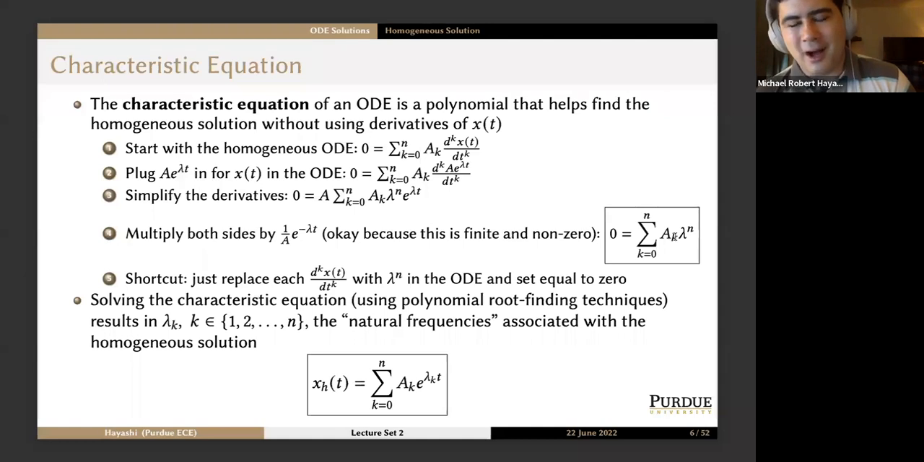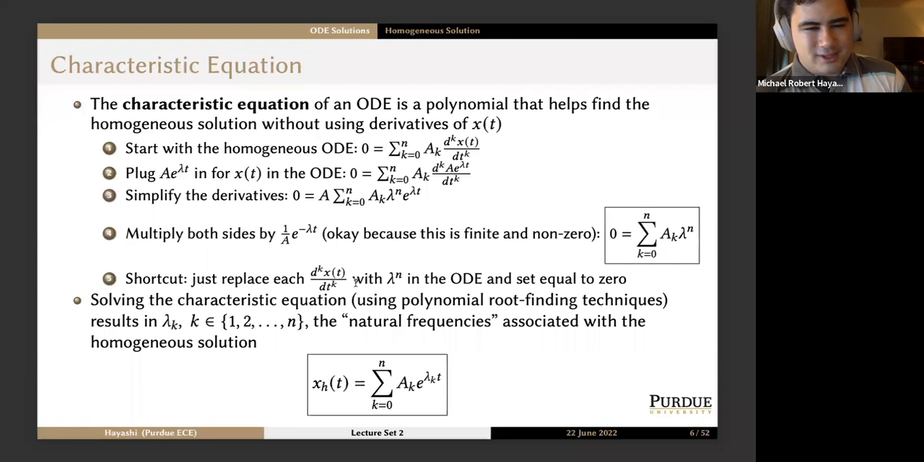And we notice this is a polynomial because it's just coefficients and powers of lambda. So it's a polynomial in lambda. Now, the shortcut way to do this, seen up here, is you just replace each kth derivative of x of t with lambda to the k, again, correction, and set the ODE instead equal to 0.